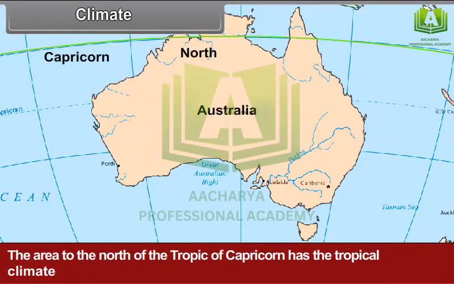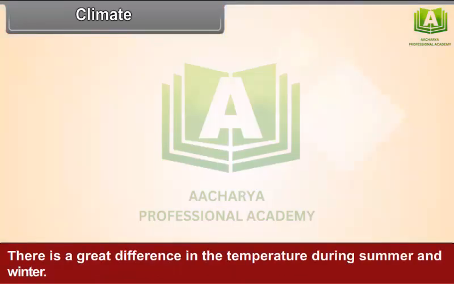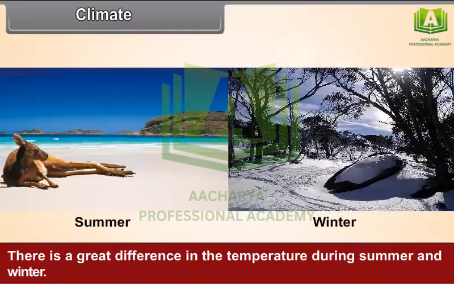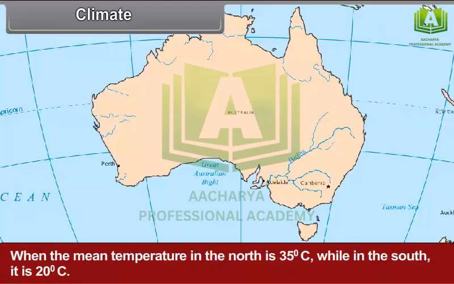The area to the north of the Tropic of Capricorn has a tropical climate, whereas to its south it is temperate. There is a great difference in the temperatures during summer and winter. In this region, it is summer in the month of January, when the mean temperature in the north is 35 degrees Celsius, while in the south it is 20 degrees Celsius.